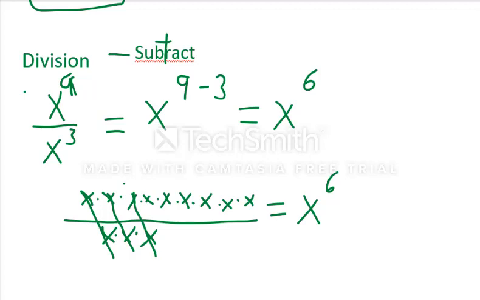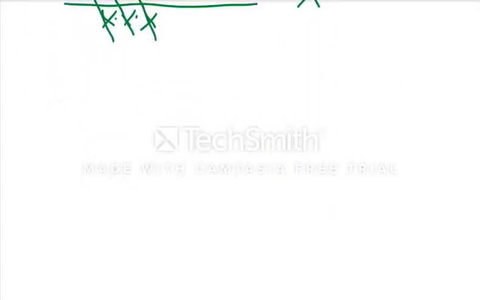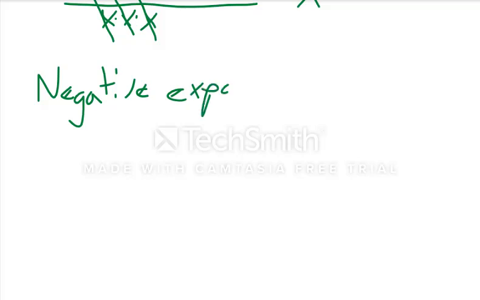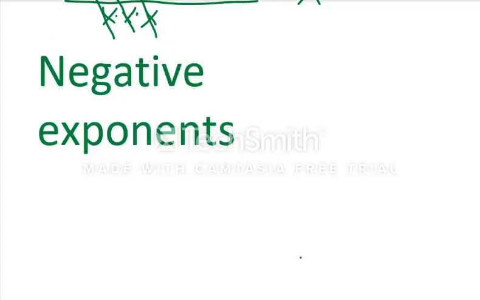All right, the next rule that we are going to look at is dealing with negative exponents. All right, when we're dealing with negative exponents, to turn a negative exponent to a positive, we're going to pull it across the line and change the sign. Okay, pull it across the line and change the sign.